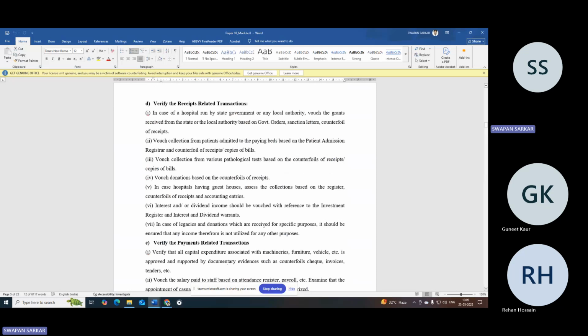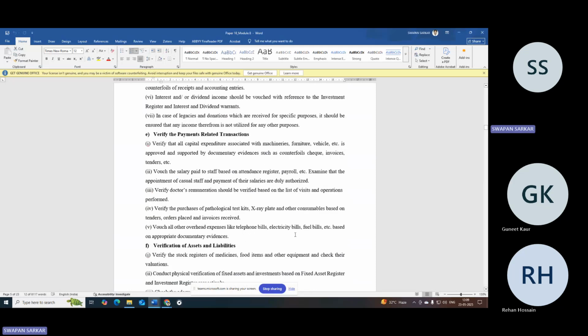Next, interest and dividend income should be vouched with reference to the investment register and interest and dividend warrants. Next, in case of legacies and donations which are received for specific purposes, it should be ensured that any income therefrom is not utilized for any other purpose.